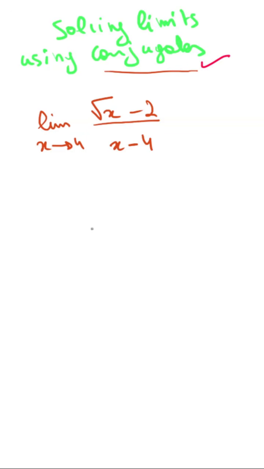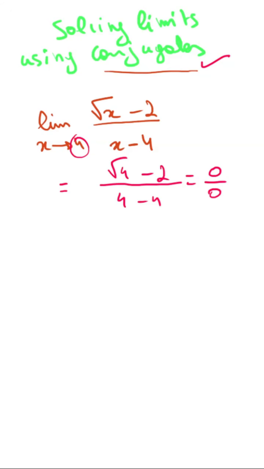Okay, so let's start by first, every time you have a limit, the first step is to try to substitute x with the number here, which is 4, and see what you get. So let's substitute: square root of 4 minus 2 over 4 minus 4. We are left with 2 minus 2, which gives me 0 over 0. We are left with an indefinite form.